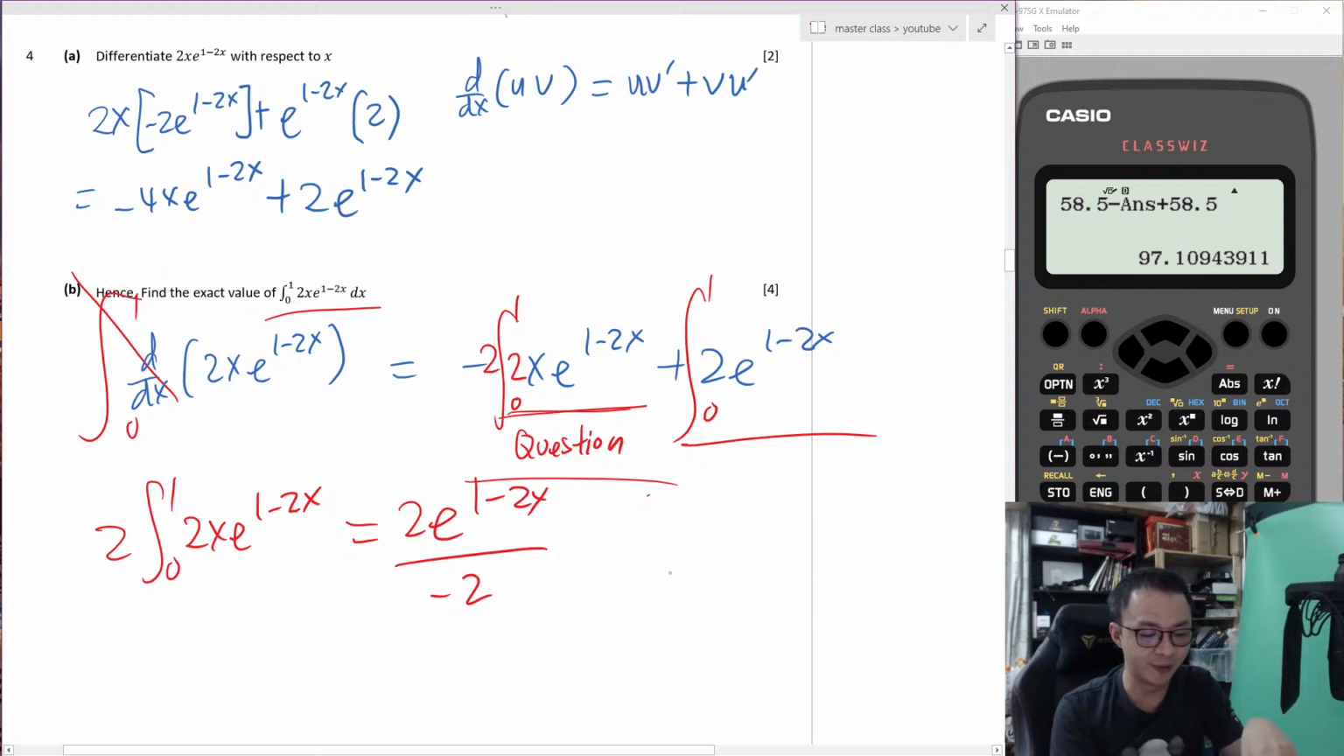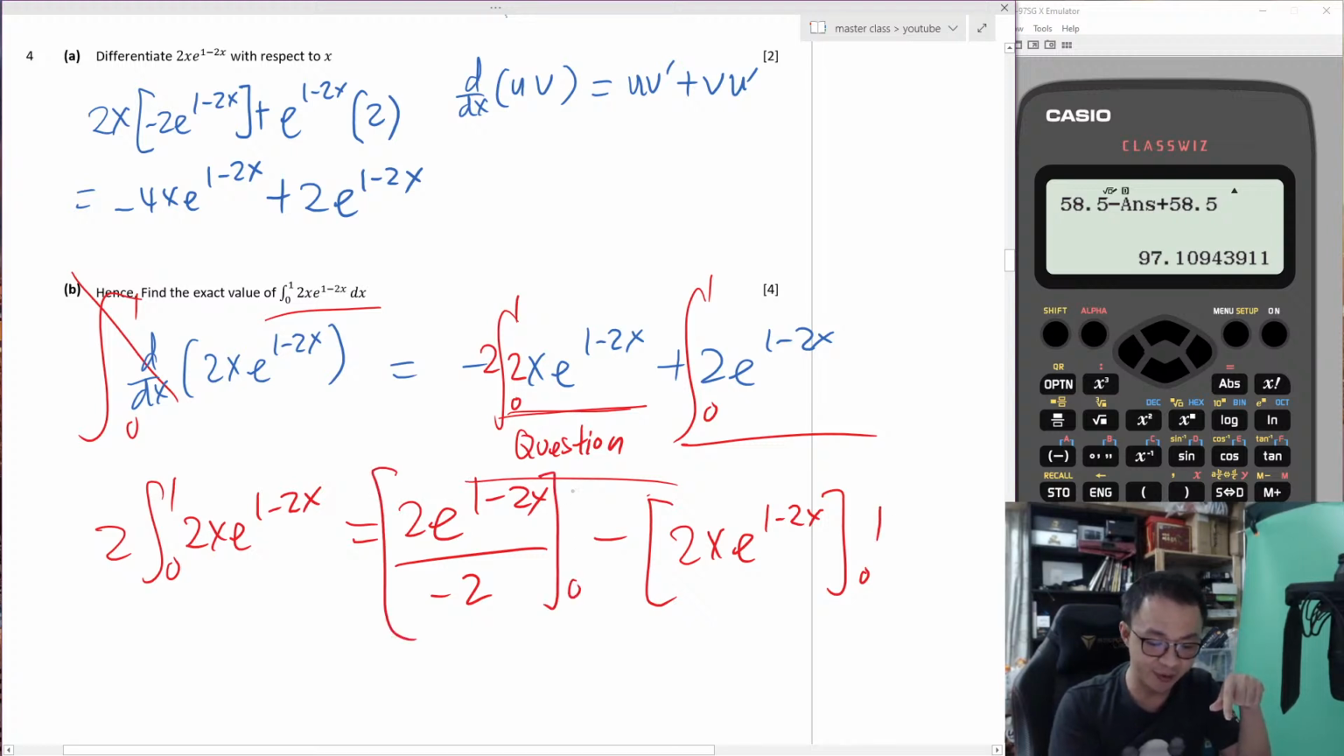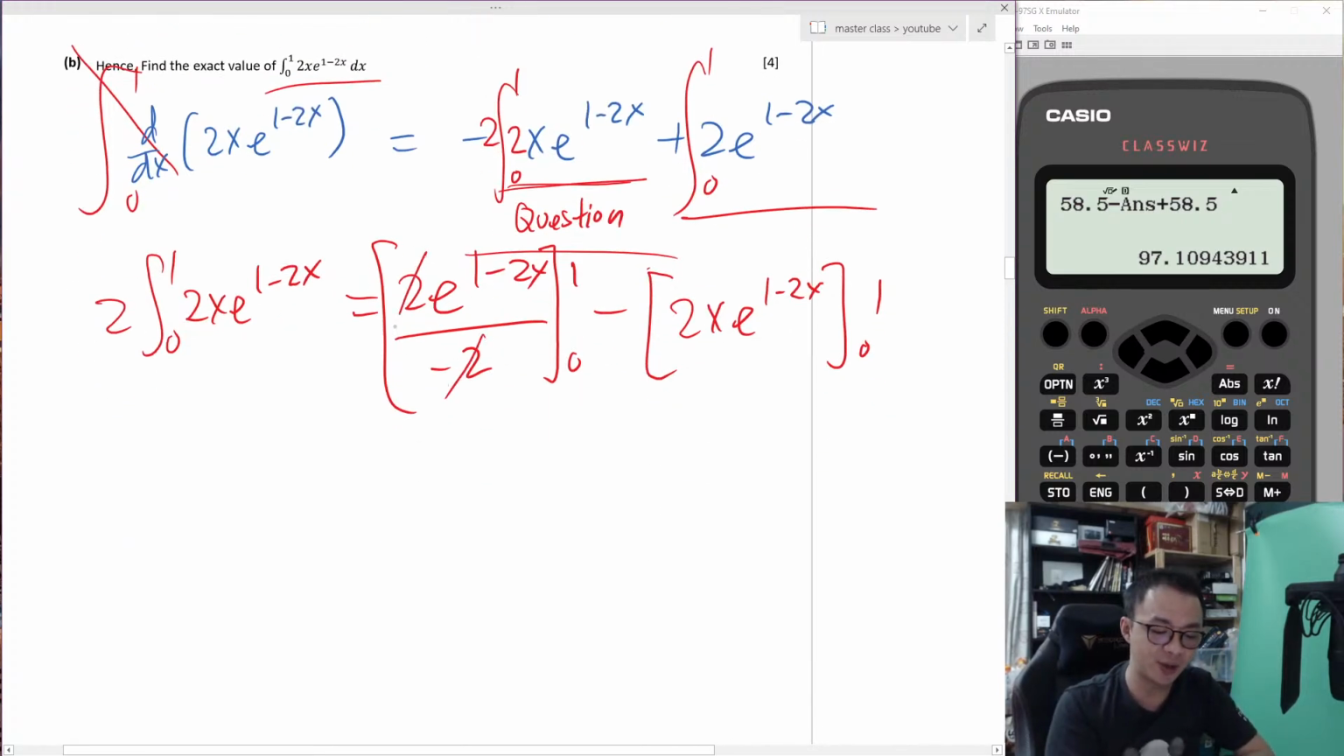And then I will move this thing, it becomes minus bracket 2x e^(1-2x) from 0 to 1. This one is also from 0 to 1. Alright, then we just solve this one manually. This one is solved already, still have a negative here. So it's negative e^(1-2), which is -1.